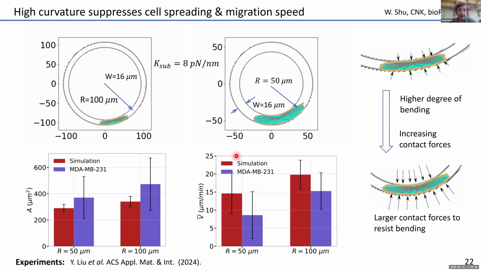And the reason is there are increasing contact forces in the case of non-linear elastic deformations of a cell within a channel, and that increases the contact forces, which increases the friction forces between the channel and the cell, and then you would observe less spreading due to the increased friction forces, but also a lower migration speed.